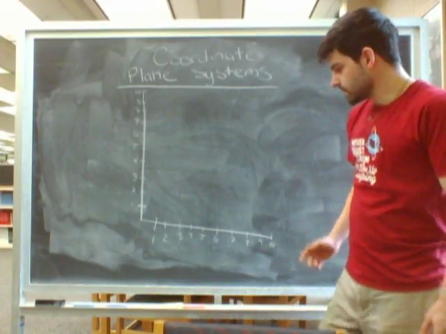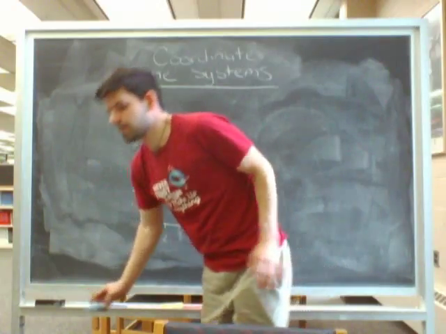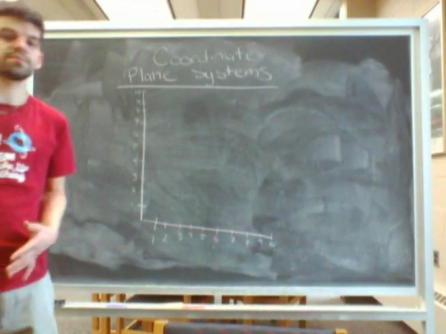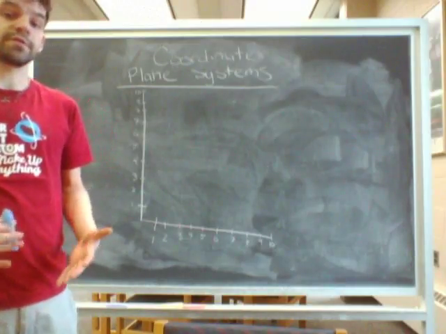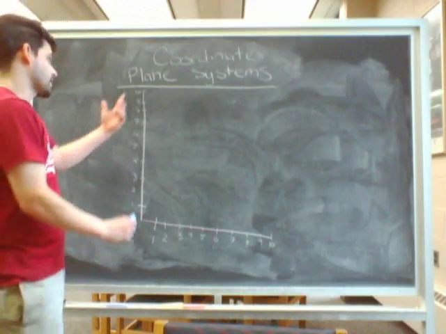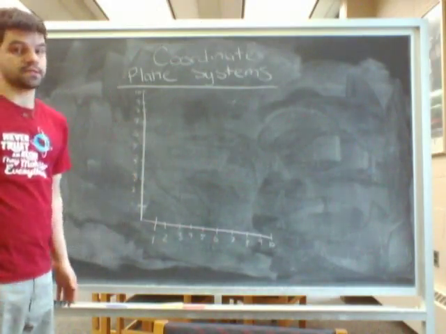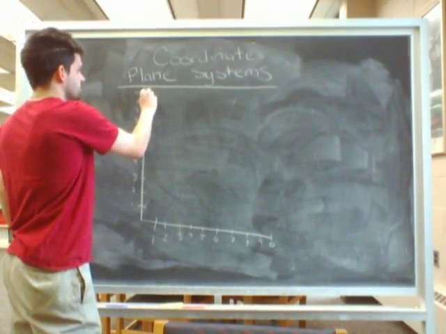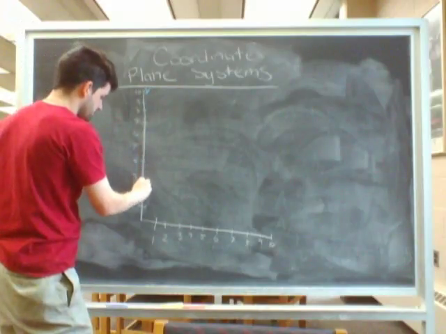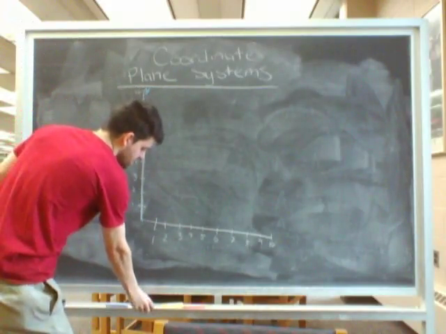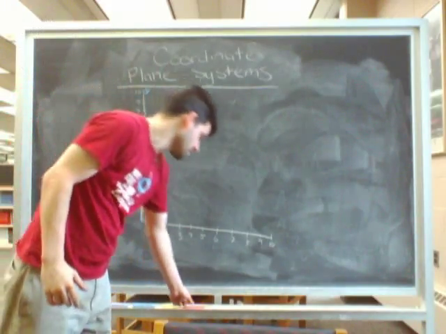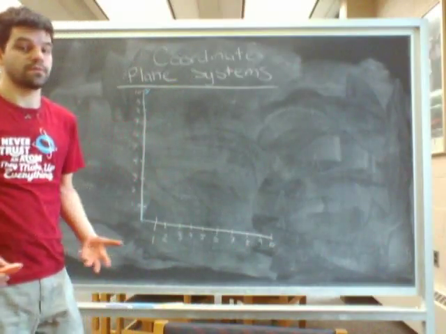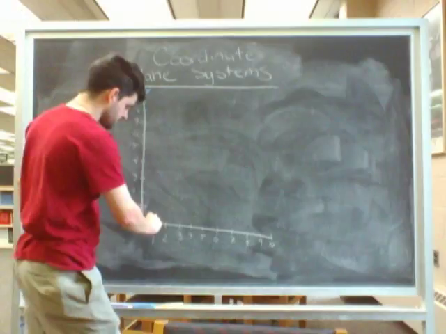So the first thing I'm going to do is point out a couple things about the coordinate plane system in itself. The coordinate plane system in itself is formed by the formation of 2 axes. You have your vertical axis, which is also known as your y-axis. I'll label it, and I'll just color it in blue. And you also have your horizontal axis, which is also known as your x-axis.